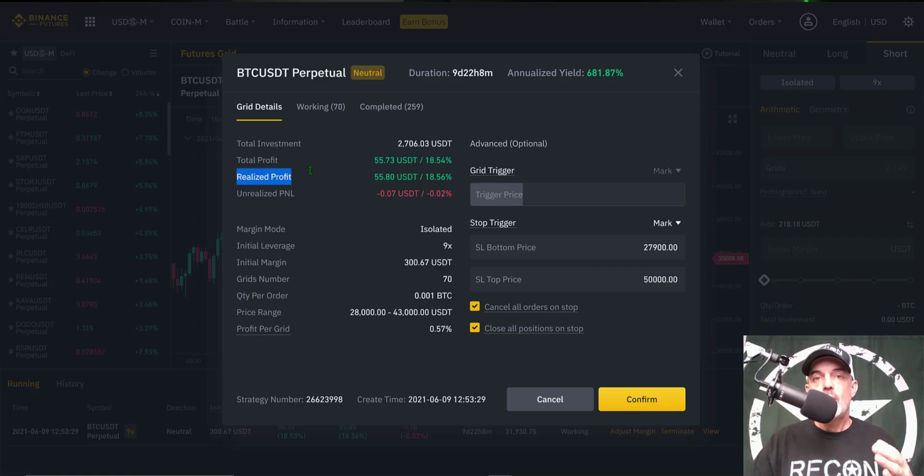So with that all being said, the bot currently has a realized profit of almost 56 USDT or just over 18.5%. And this percentage is actually based on my initial margin of 300 USDT. So in 10 days, the bot has achieved 18.5% profit or just around 1.85% profit per day. It's not a huge number, but in the end, the bot is winning the battle.